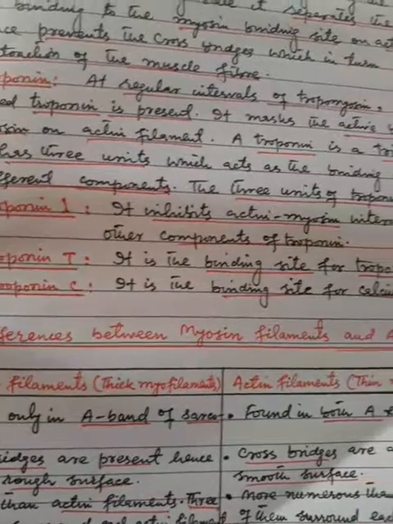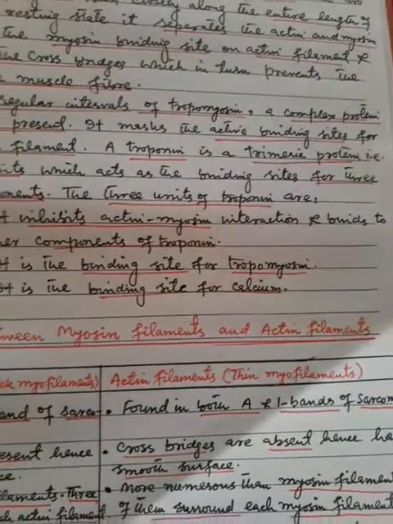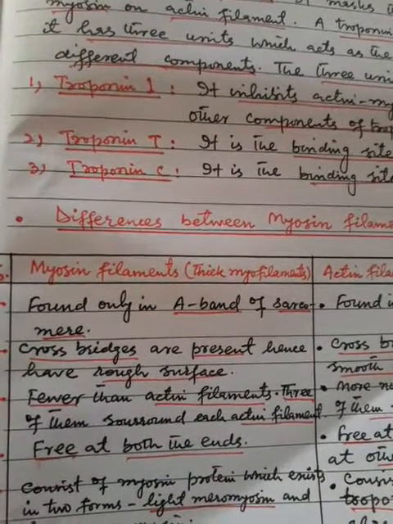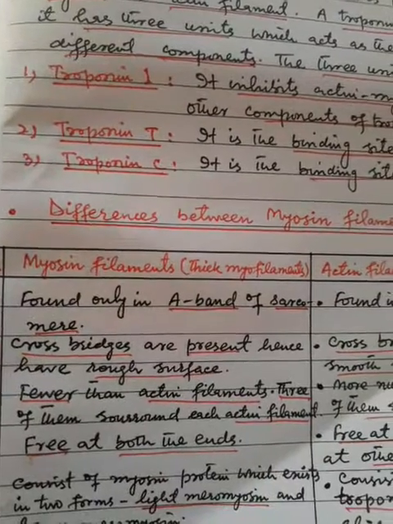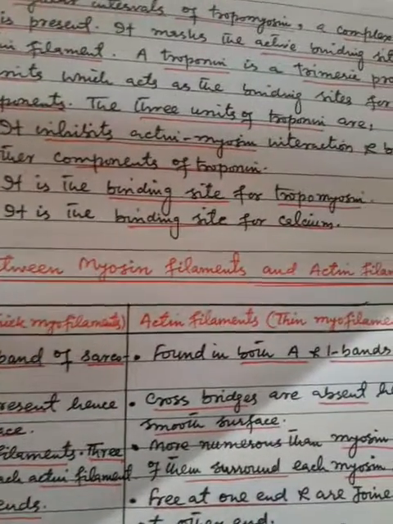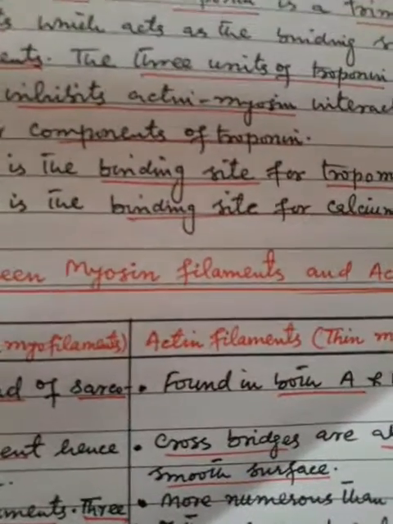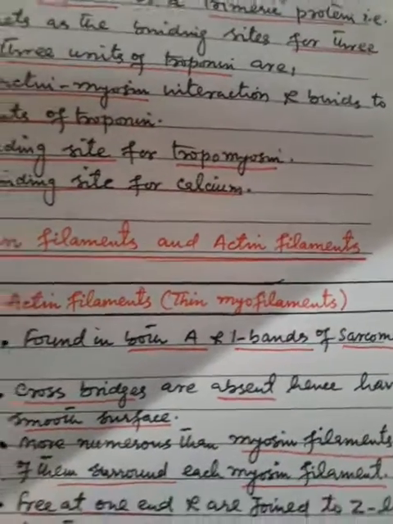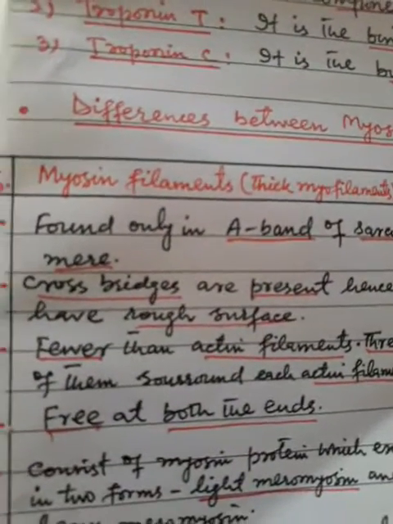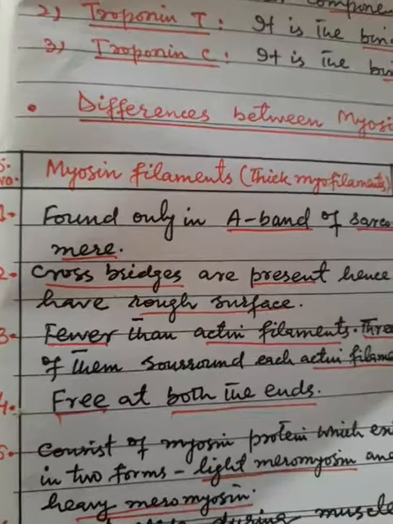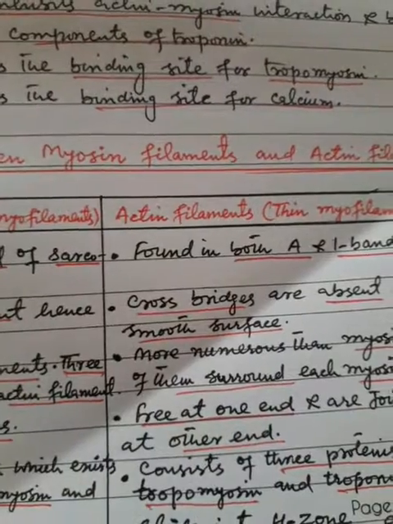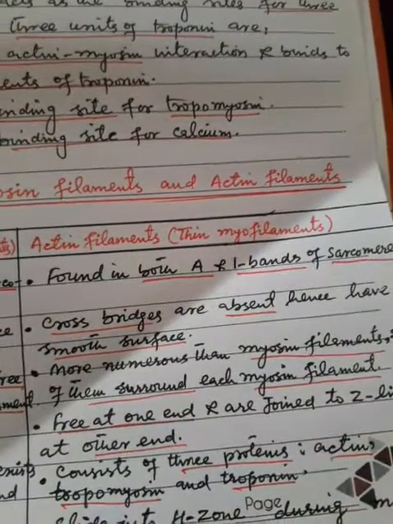Now the differences between myosin filaments and actin filaments. Myosin filaments are thick myofilaments found only in A band of sarcomere. Actin filaments are thin myofilaments found in both A and I bands of sarcomere. Myosin filaments: cross bridges are present, hence have rough surfaces. In actin filaments, cross bridges are absent, hence have smooth surfaces.